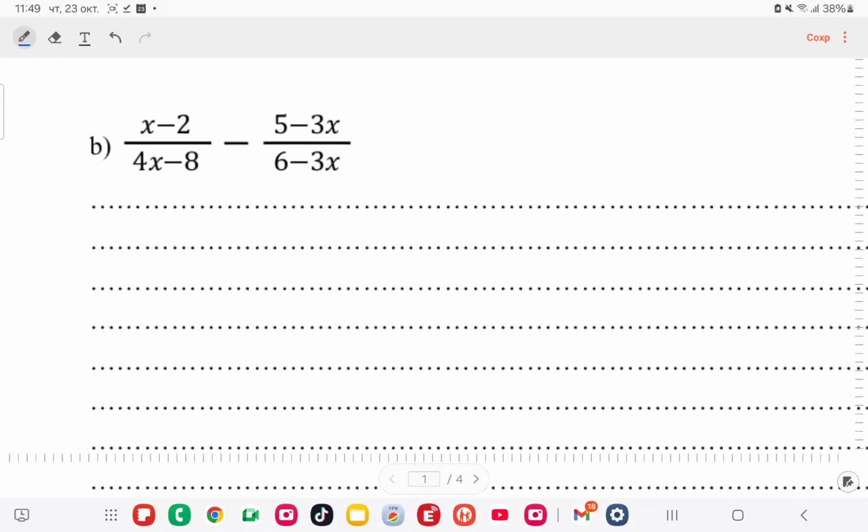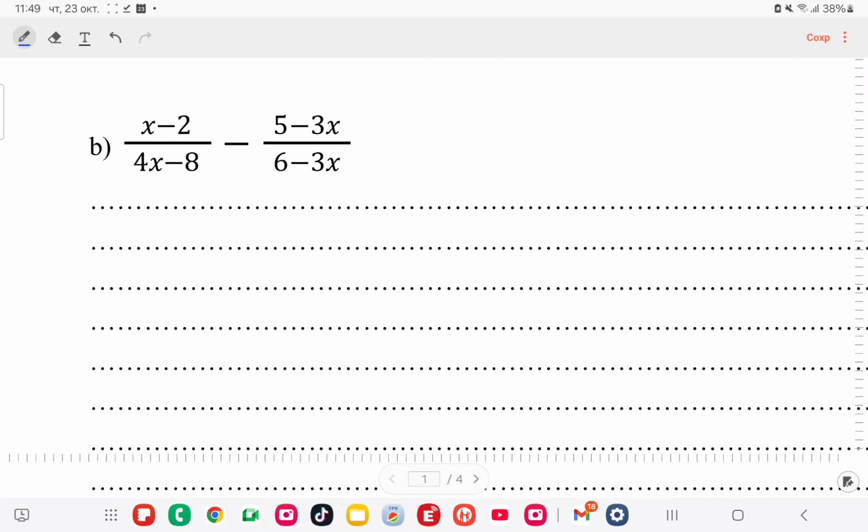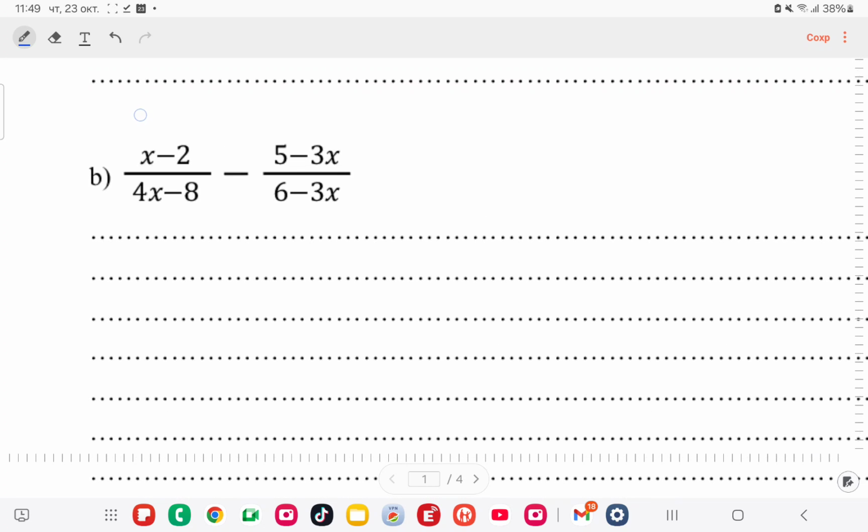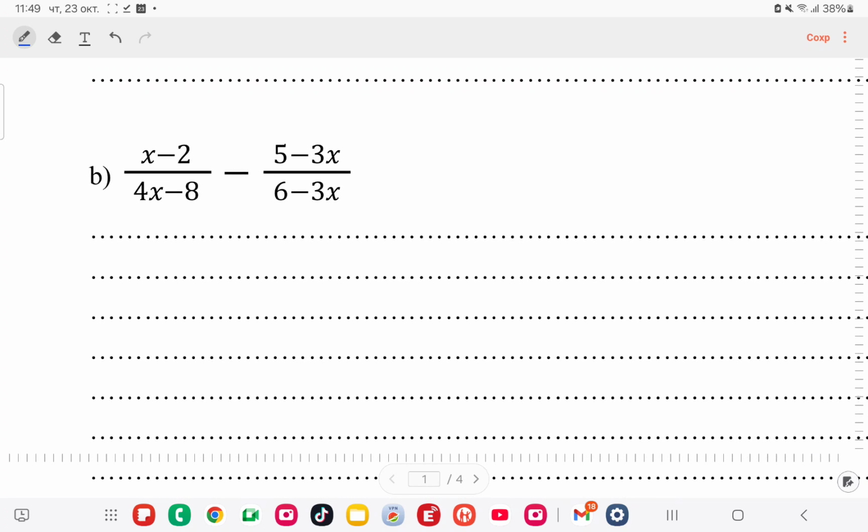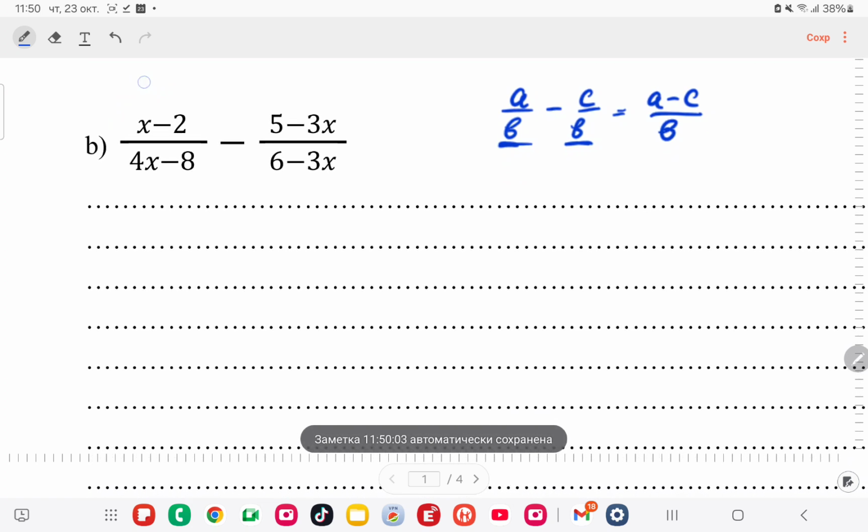Now turn to the next part. We have to express these fractions as a single fraction. It means that we have to subtract. To subtract these two fractions, we have to look at the denominators, and denominators must be equal, because we have to use this rule, yeah? a over b minus c over b is equal to a minus c over b. So the denominator must be the same. For this case, it's not the same.